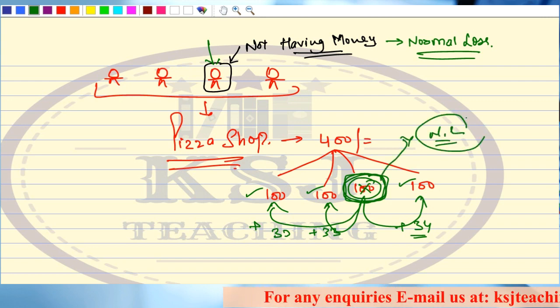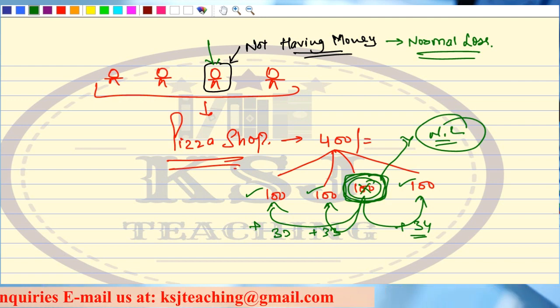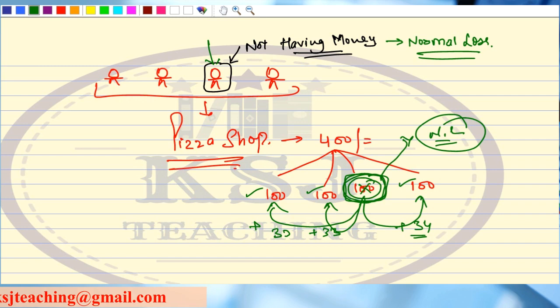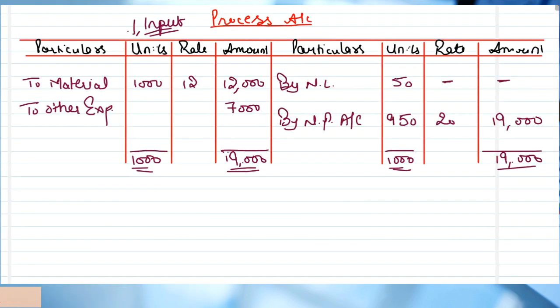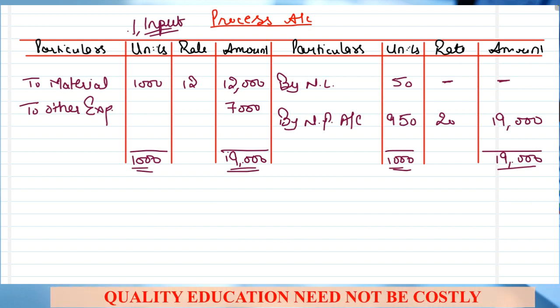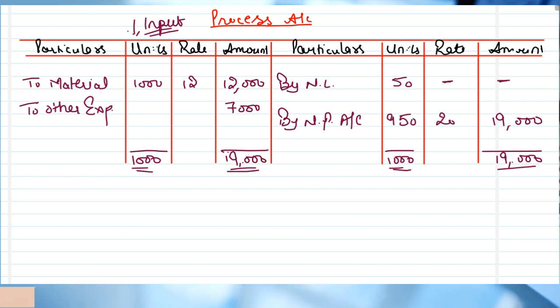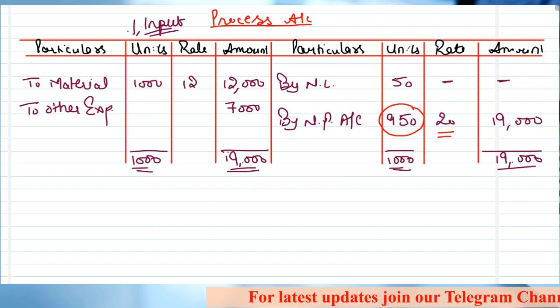Whatever is the cost of this normal loss, it is to be borne by the good units, the good friends, right? So in this case, this 50 is my bad friend. Now, who will bear the cost of these 50 units? Sir, you have input 1000 units at the rate of 12 rupees, but you have lost 50 units. That is a normal loss. That cost will be borne by these good units, that is 950 units. That is why the cost has increased from 12 to 20 rupees.